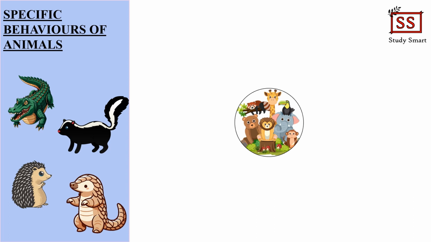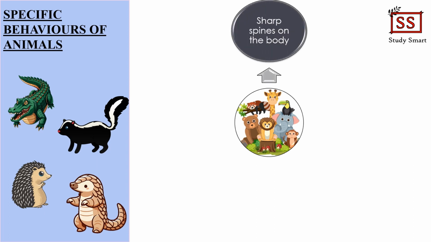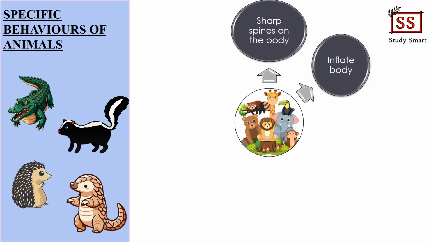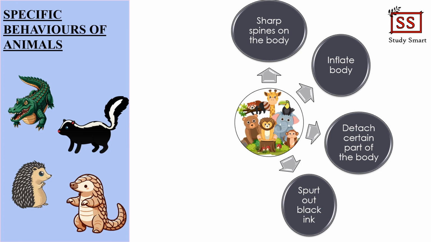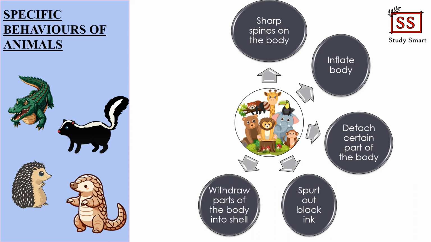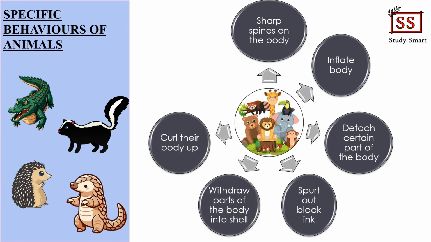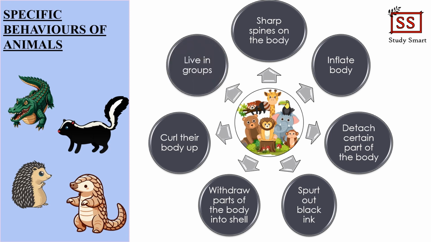Now, let's look at the specific behaviors of animals that help them to protect from enemies. As mentioned earlier, behavior refers to the actions or activities of an animal. So, the examples of behaviors are using sharp spines on their body, inflating the body, detaching certain parts of their body, spurting out black ink, withdrawing parts of the body into the shell, curling their body up, and lastly, living in groups. Let's look into detail for each of these behaviors.